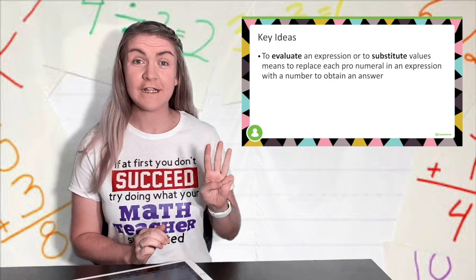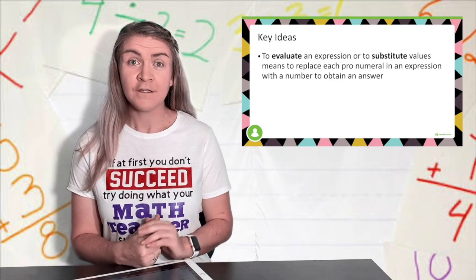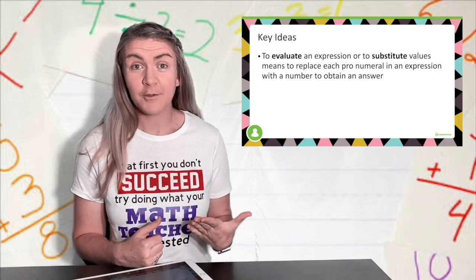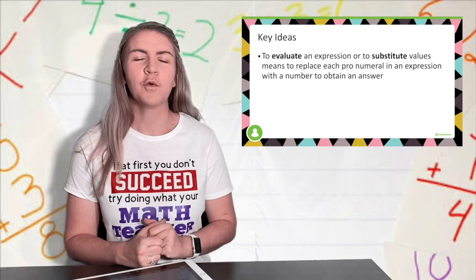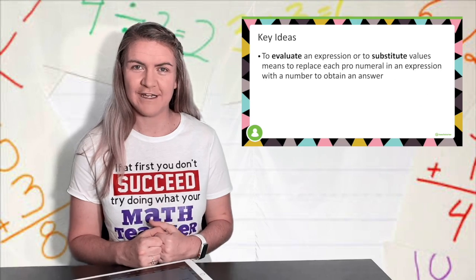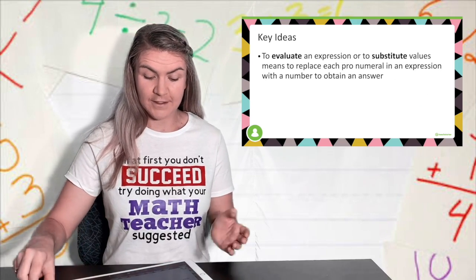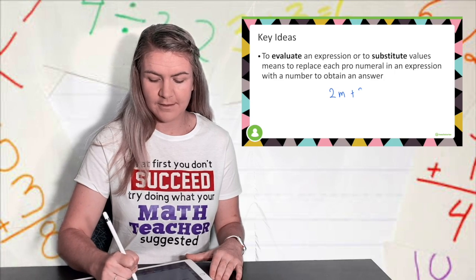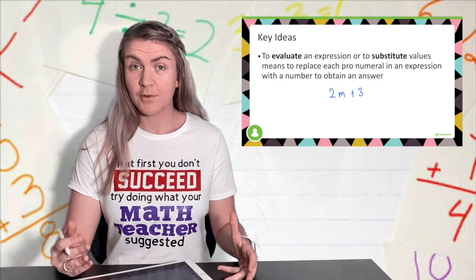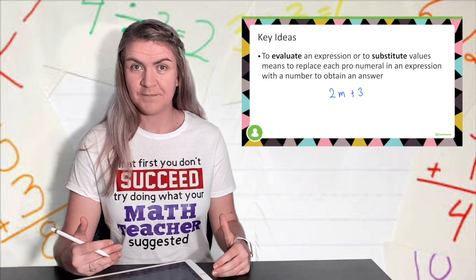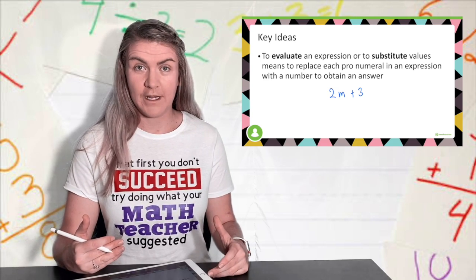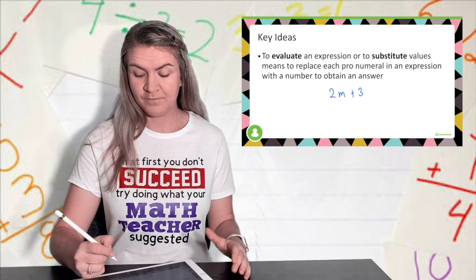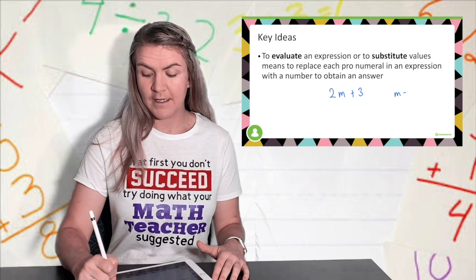Okay, we have 3 key ideas for this lesson. The first one is kind of what I've already said. To evaluate an expression or to solve it, we can substitute values in for the pronumerals. So let's do another example. Let's do 2m plus 3. Now in this situation, we don't know what m is, and we're not actually trying to find out what m is, but someone's going to give us an example of what m might be. So maybe m equals 5.